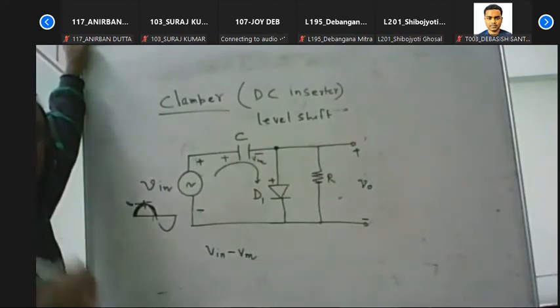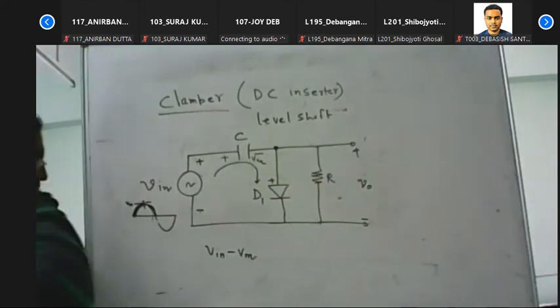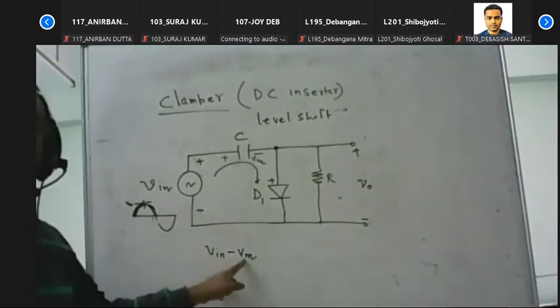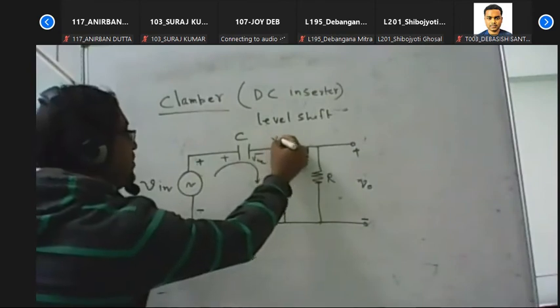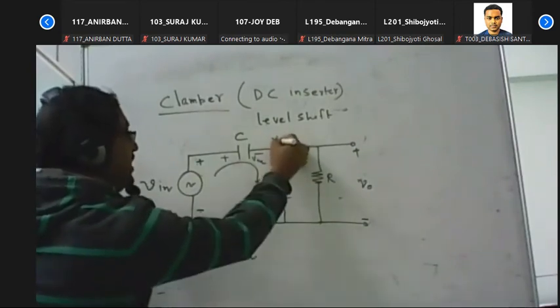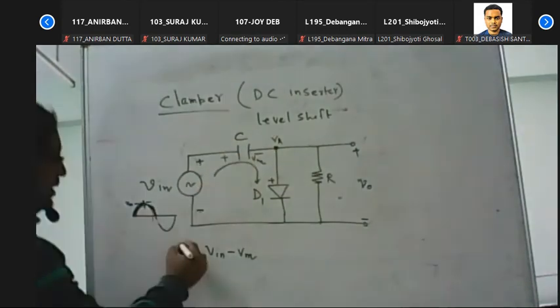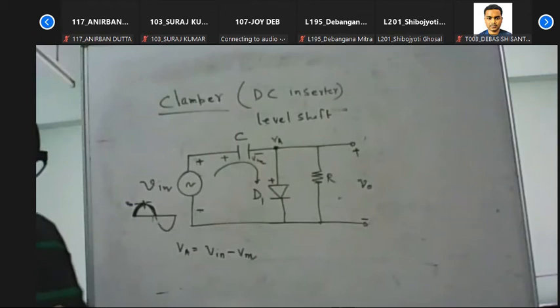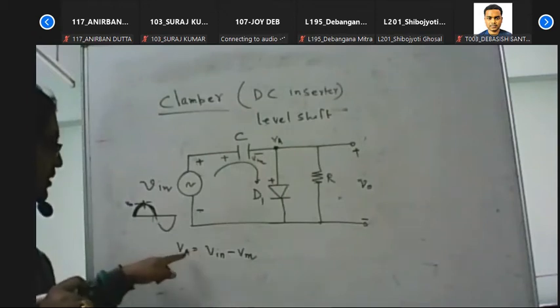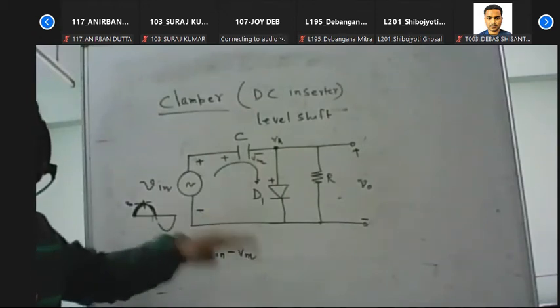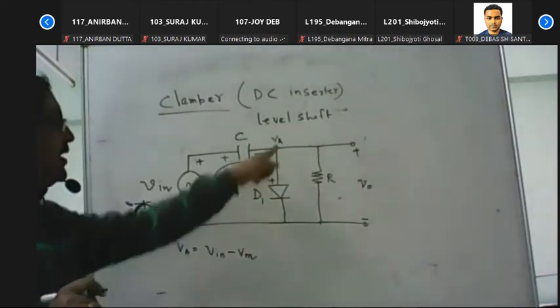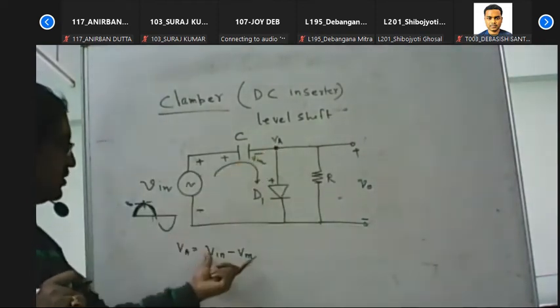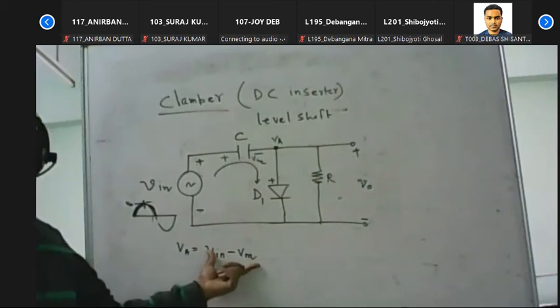Now Vin minus VM means at that point Vin is less than VM. So what is the total voltage? Vin minus VM. At that point, we can consider that is an anode terminal, VA. We can write that as Vin minus VM. So if the input signal is less than VM, the voltage at point A equals Vin minus VM.